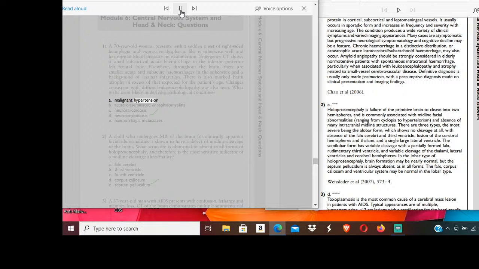A. Malignant hypertension. B. Acute disseminated encephalomyelitis. C. Neurosarcoidosis. D. Neuroamyloidosis. E. Hemorrhagic metastases. 2. A child.